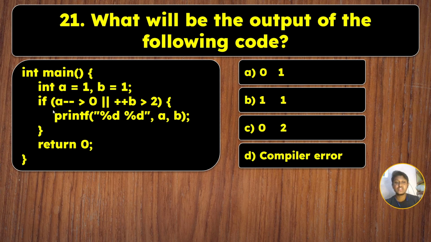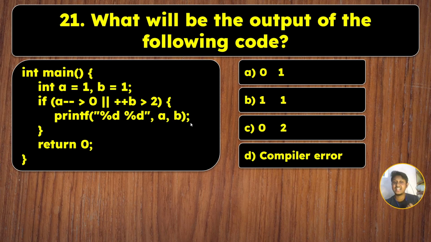Whenever we are using an if statement and the first condition inside the if is true with an OR, it will not check for the later condition. So in this code, after this condition is true, the system will directly jump to the next statement, which is the printf statement. Here we are simply printing A and B. As we decremented A in the above step, after executing this step, the value of A is decreased by 1. So now the value of A is 0 and B is still 1.